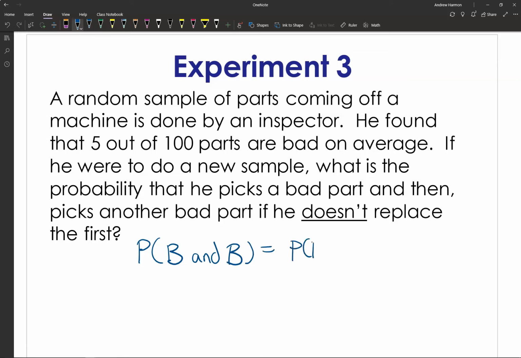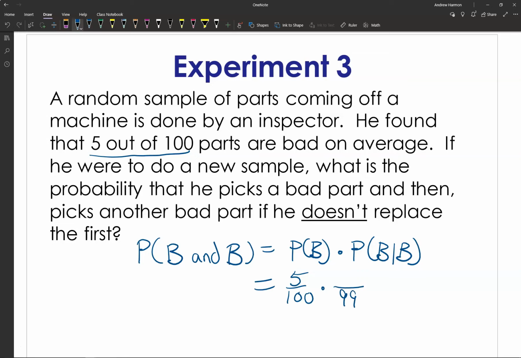So that's the probability of getting a bad one times, because it's and, the probability of getting a bad one given that we already picked a bad one. The probability of getting a bad part, they said, was 5 out of 100. The probability of getting a bad part, given that we already chose a bad part: there are 99 things left since we took one out of the 100, and there are only 4 bad parts left because we already chose one of them in this first round.